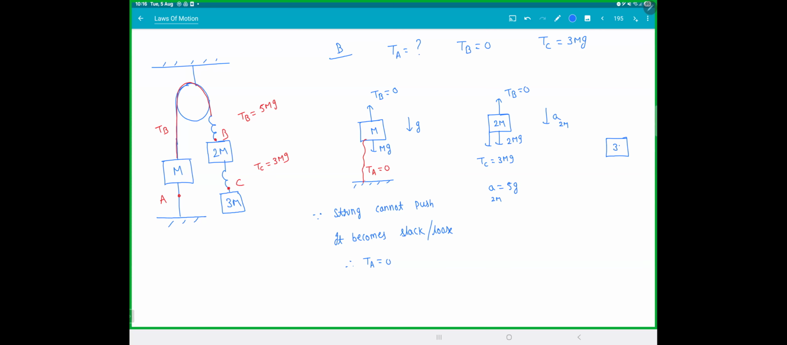The 3M doesn't know what happened yet. This tension will be 3 mg. This will be 3 mg. Acceleration of 3M is 0. So the answer is g down, 5g down, and 0. Anyone got that 5g thing?